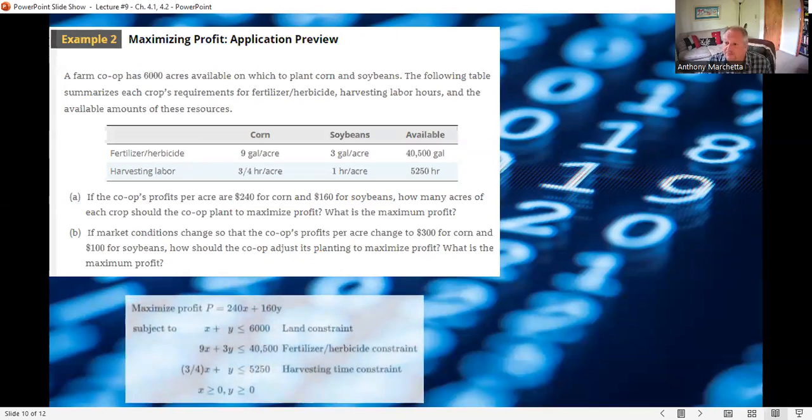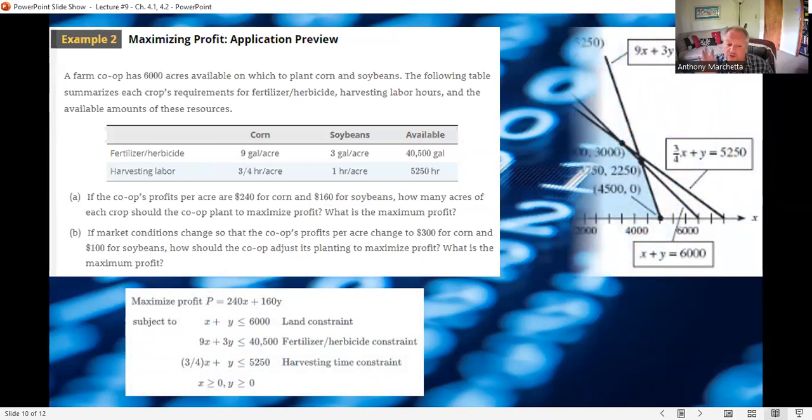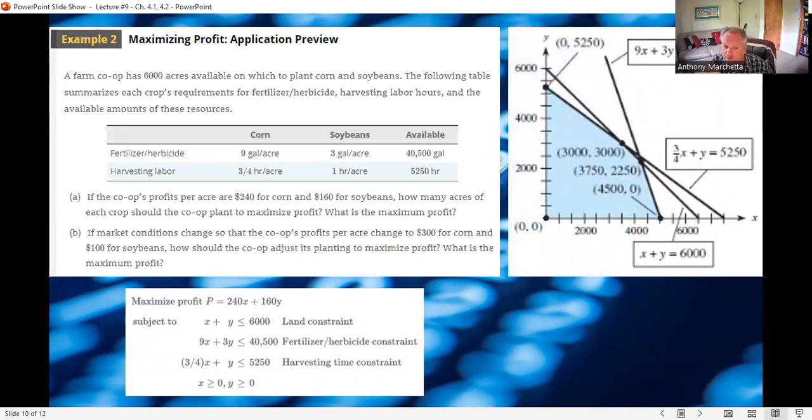If we're going to maximize the profit, the profit function is going to be given according to the concept of how $240 per acre can be made of corn and $160 per acre can be made for soybeans. So that's why P equals that. Next, here are the constraints.